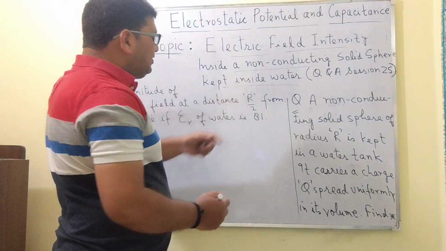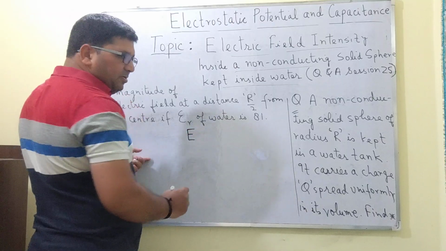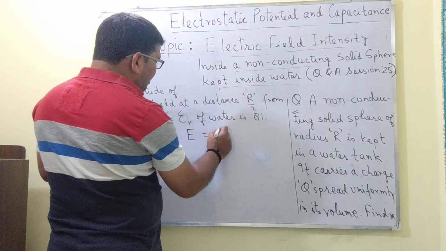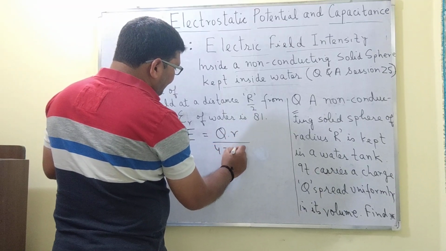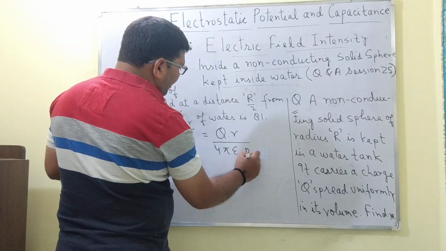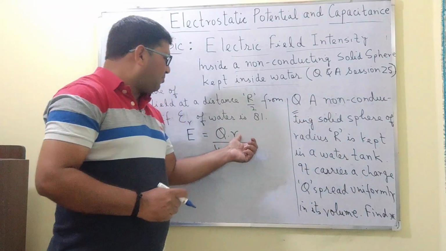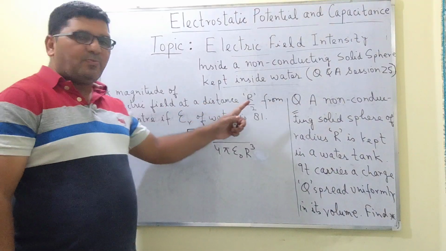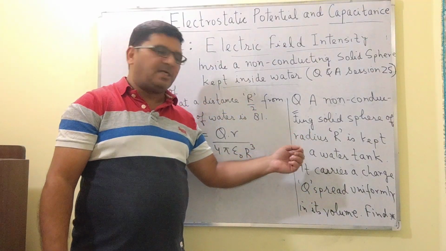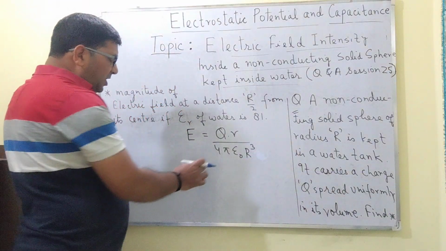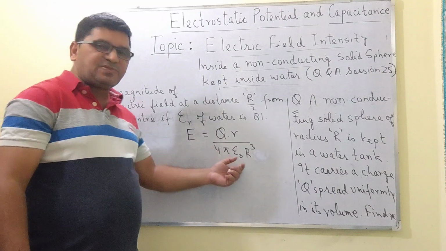In session number 23, we derived the equation for the magnitude of the electric field, which was equal to Q multiplied by small r divided by 4 pi epsilon naught into capital R cube. Here capital R is the radius of the solid sphere and small r is the distance of any point inside the solid sphere from its center. This formula is valid when the medium is free space.